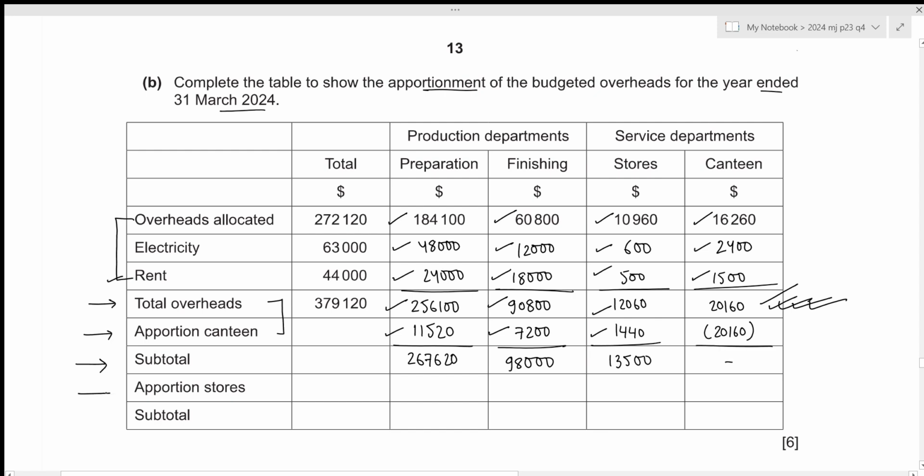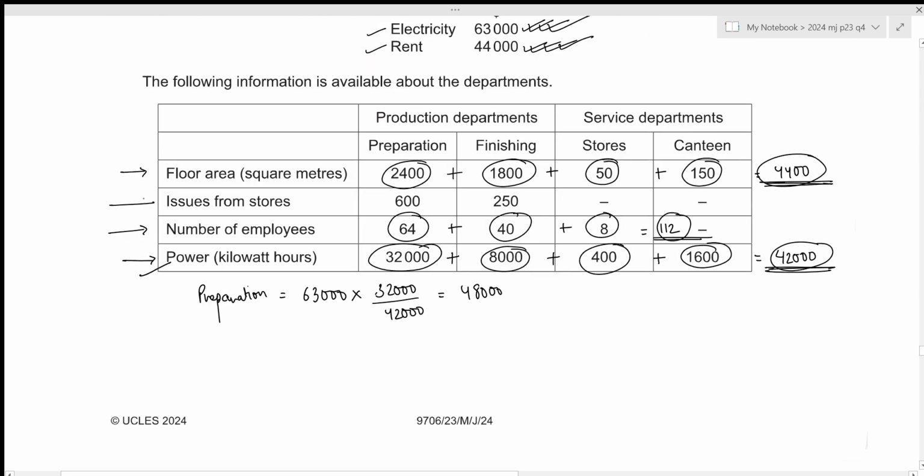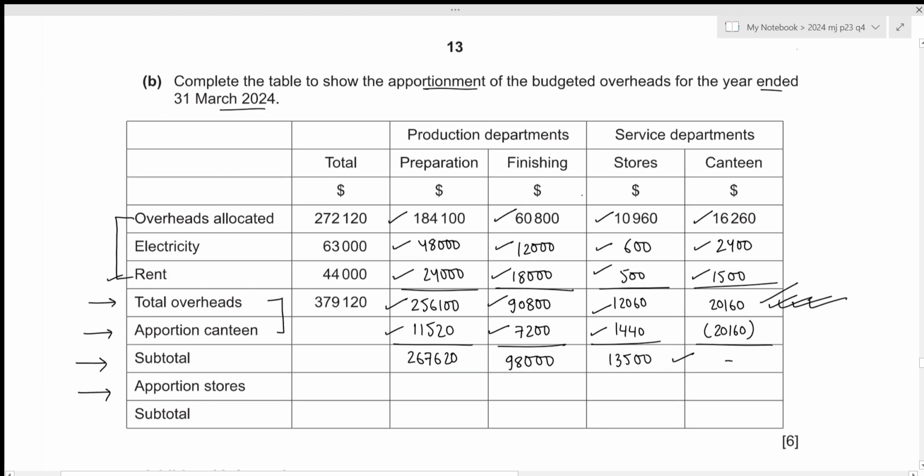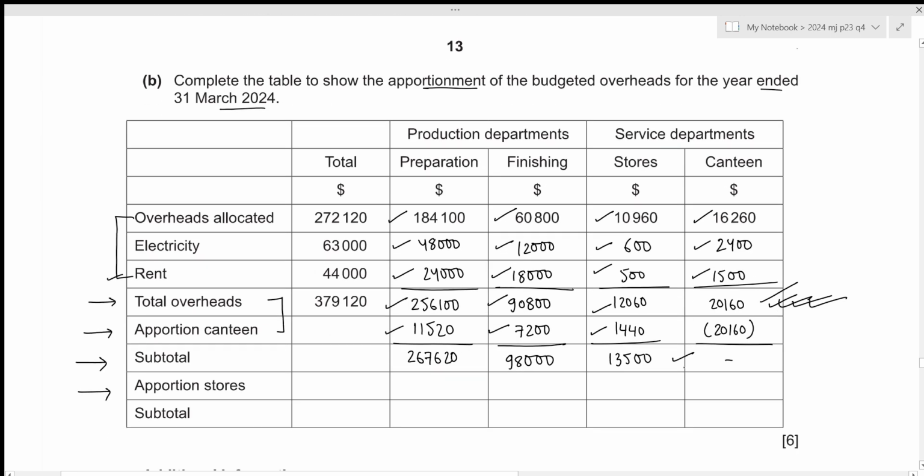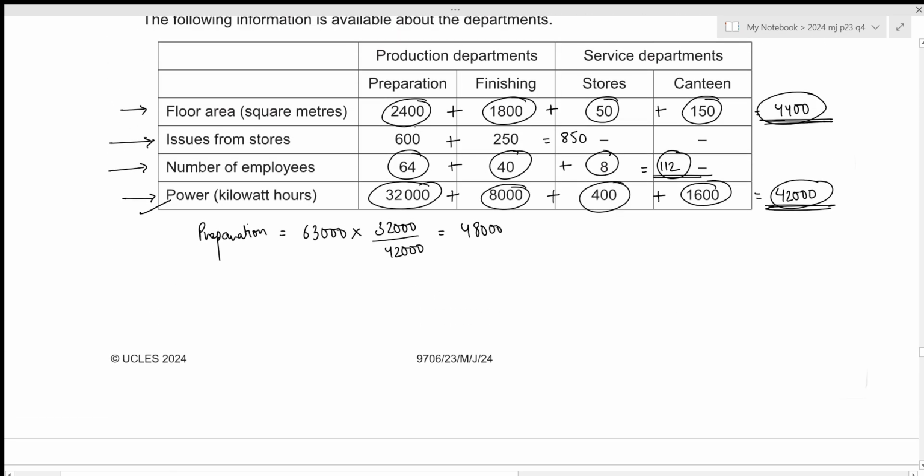Now we need to apportion stores. So now we need to divide the 13,500 among the production departments. A suitable basis will be issues from stores. The first step is to calculate the total. That will be 600 plus 250, which results in 850. Now the amount that we need to divide is 13,500.